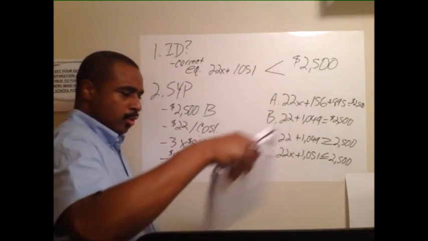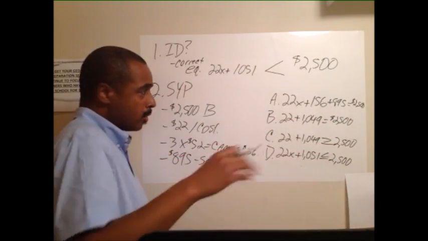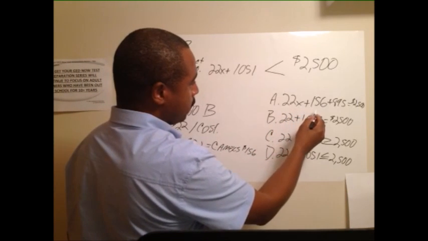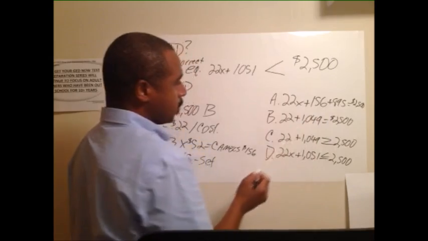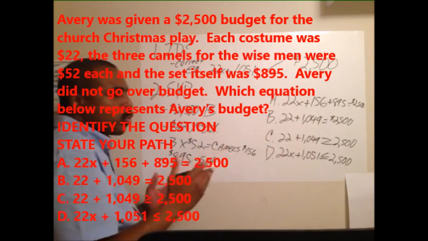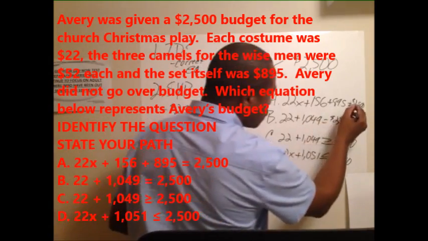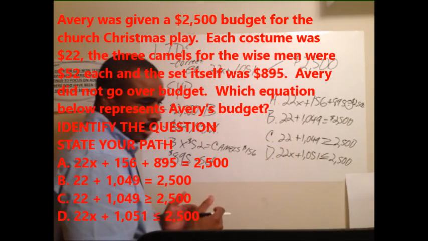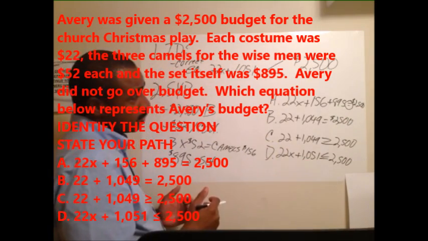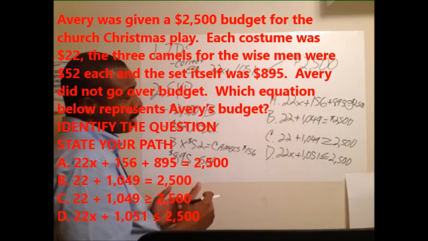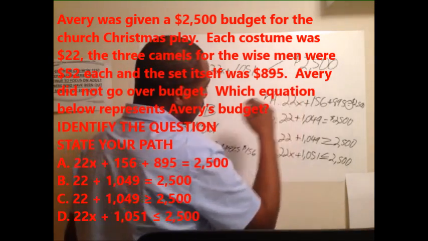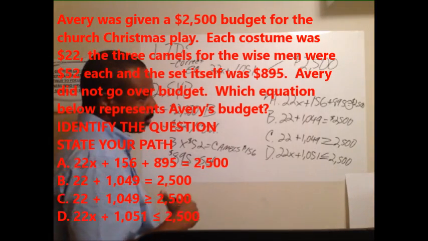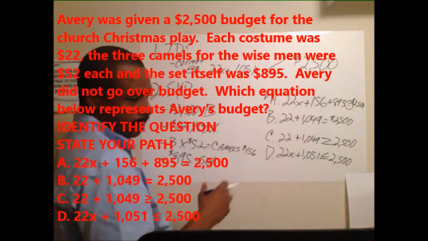Okay, so now that we've done that work, let us go down and look at the equations. So 22x plus 156 plus 895 equals 2,500. That is correct, except for this equal sign, okay? Because we know that Avery did not go over budget, okay? So if Avery didn't go over budget, we're going to X that one out, because we know that if he didn't go over, he stayed under budget, okay?